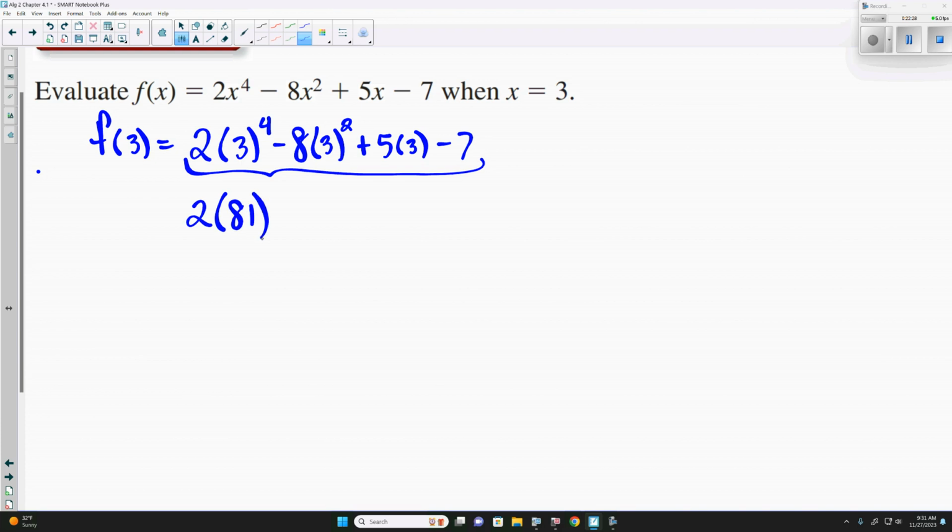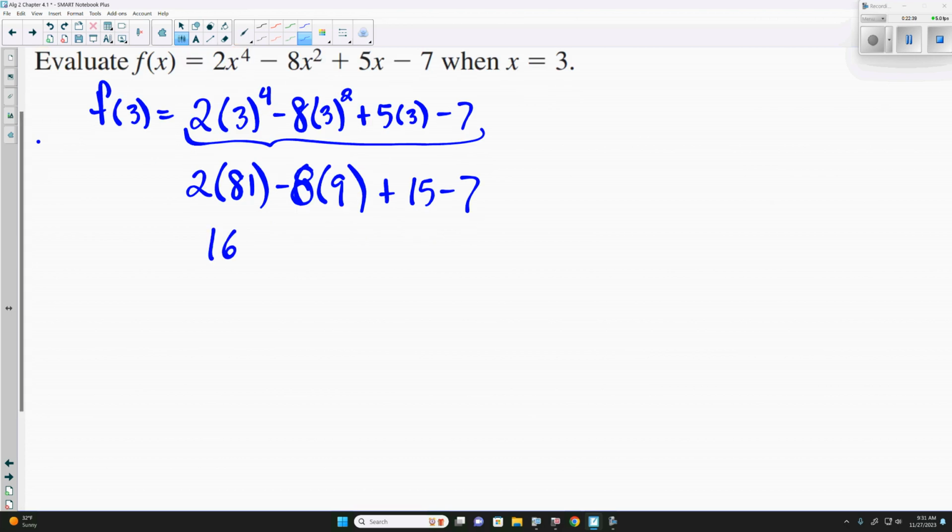Three to the 4th would be 81. 3 squared is 9. 5 times 3 is 15. Minus 7. 2 times 81 is 162. Minus 72. And 15 minus 7 is plus 8. 162 minus 72 is 90. And 90 plus 8 is 98. I think some of you all typed it in. You get 98 as well. Questions on this here?